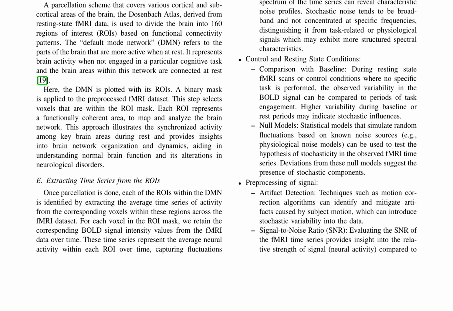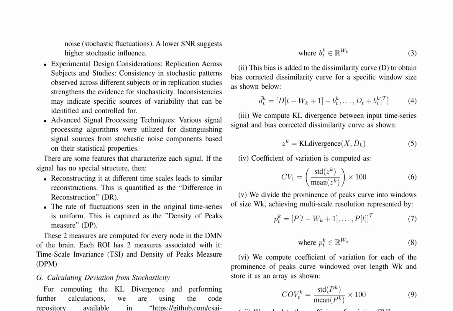Extracting time series from the ROIs. Identifying each of the ROIs within the DMN by extracting the average time series of activity from the corresponding voxels within these regions across the fMRI dataset. For each voxel in the ROI mask, retaining the corresponding BOLD signal intensity values from the fMRI data over time. These time series represent the average neural activity within each ROI over time, capturing fluctuations in the BOLD signal that correlate with neuronal activity.